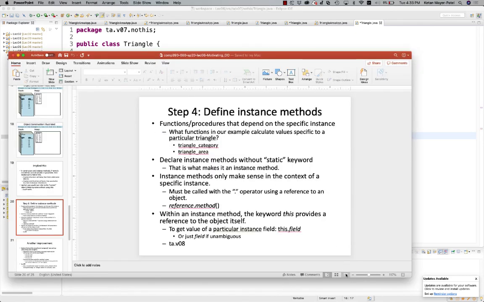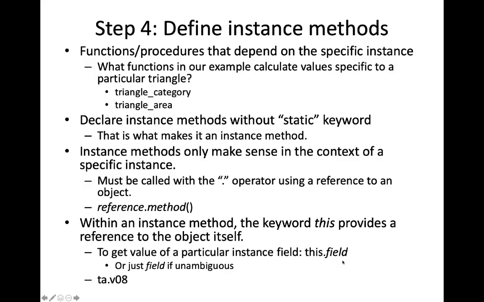Okay. So now we can create new triangles. The next part of this is to define what those triangles can do. So instead of having a library of triangle-related functions, each of which requires the programmer to provide all the information about the triangle to those functions and then get back an answer, instead we're going to define those functions as part of being a triangle, so that every triangle can say, I can calculate whatever about myself.